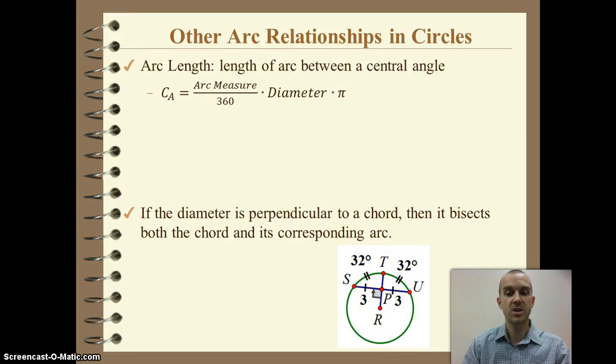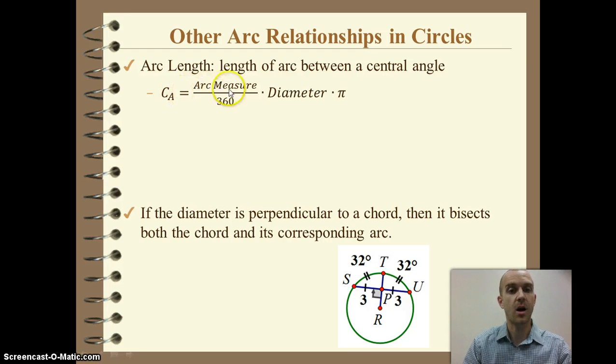Now other arc relationships include the fact that we have the arc length, whereas the arc measure is a degree measure of the 360 degrees of a circle. The arc length is the portion of the circumference that falls on that arc. So to do that, we're going to find the circumference and then figure out the fraction portion of that circumference that we have. Hence why we use C of A, which means circumference of the arc, or the arc length.